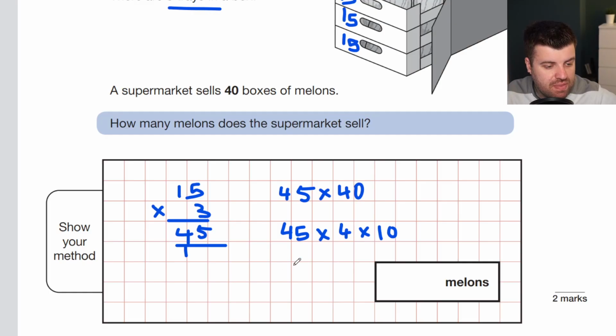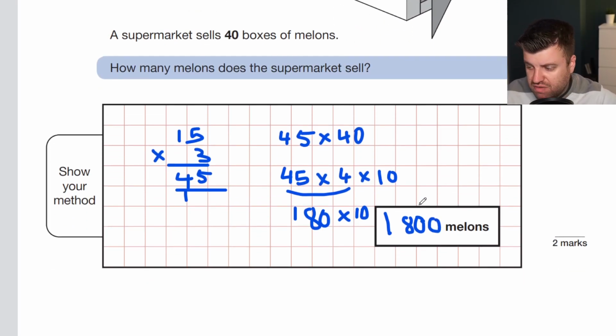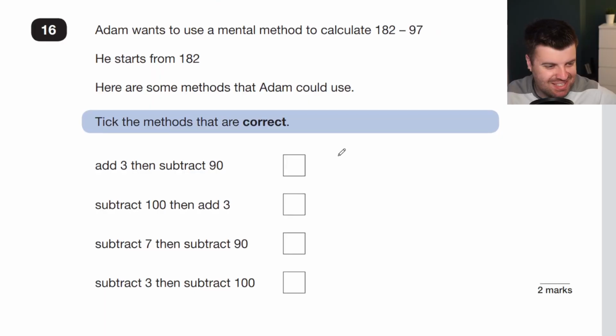45 times 4. That's going to get me to 180. But I've still got to multiply by that 10. And I get 1,800 melons. Wow, that must have been a good day for the shop. Must have been a hot day. Needed some refreshing fruit. Next question, question 16.